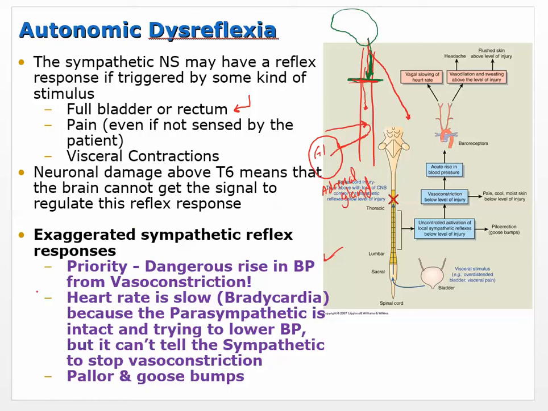Okay, so pallor and goosebumps can also happen, but really the important part of this, and I'll just say it, is that you have a rise in blood pressure, but your heart rate is slow, bradycardia. It's just this feedback loop saying slow it down, slow it down, slow it down. Pressure is still too high. The brain's sending the signal down to stop the vasoconstriction, but it can't.